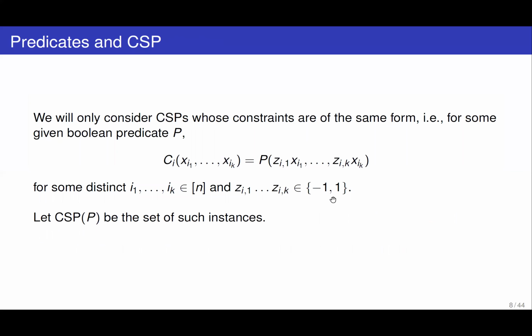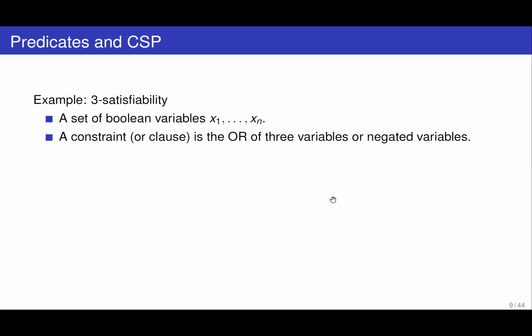In this talk, we will only consider CSPs whose constraints are of the same form. That is, they're defined by the same Boolean predicate P applied to a subset of variables or negated variables. Let CSP(P) be the set of such instances. The canonical example is the 3-satisfiability problem, where we have a set of Boolean variables and a constraint is the OR of 3 variables or negated variables.